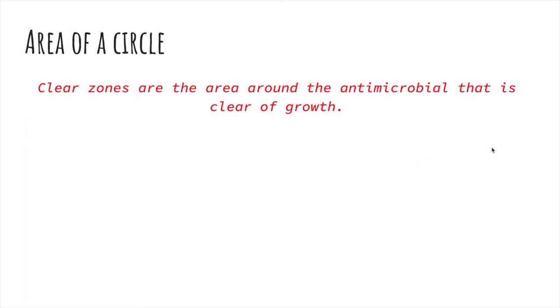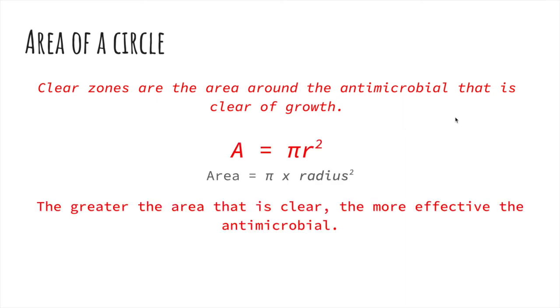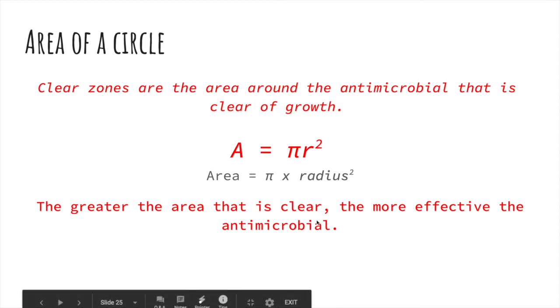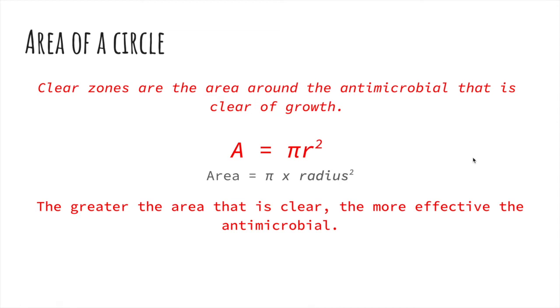And this is just a bit of maths, okay? We need to know that a clear zone is the area around the antimicrobial that's clear of growth. You need to know that as a definition, but actually calculating it is just maths. It's knowing the equation for an area of a circle, which is pi r squared, and then knowing that the greater that area, the more effective the antimicrobial, which makes sense. The more bacteria it's killed, the more pathogens that it's killed, the more effective it must be.